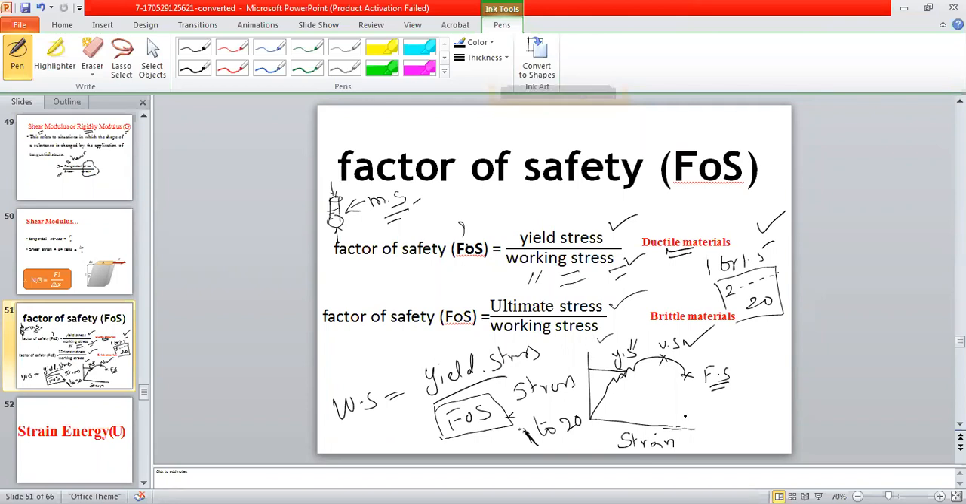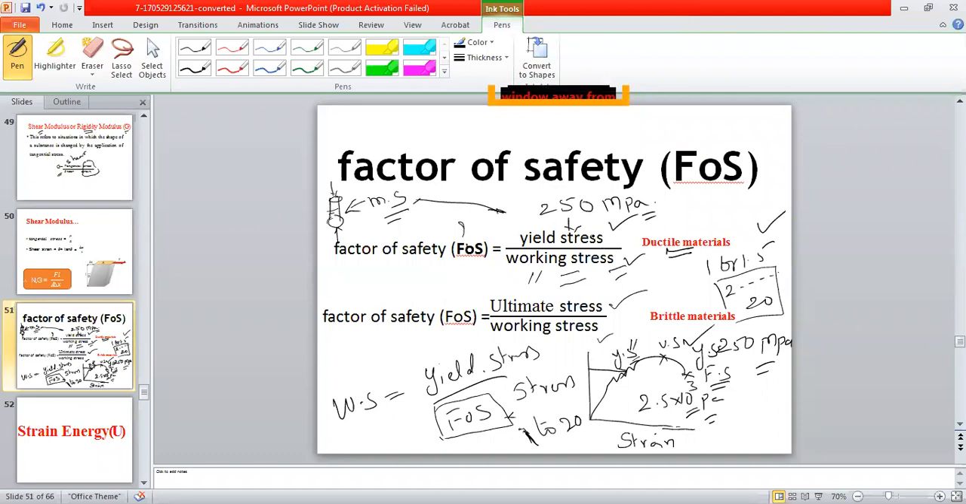If I draw the stress versus strain graph for mild steel, I need to consider the yield stress, that is 2.5 into 10 to the power something, Pascal. Therefore, I consider 250 megapascal as the yield stress of mild steel.